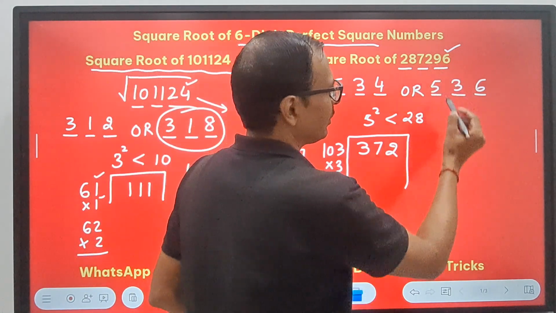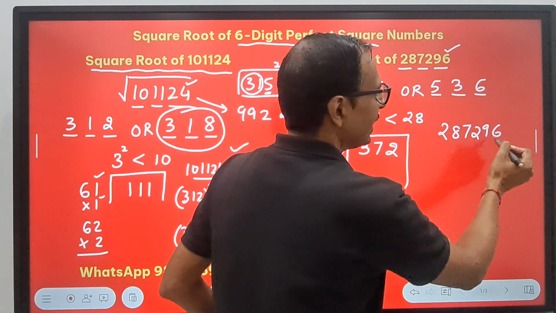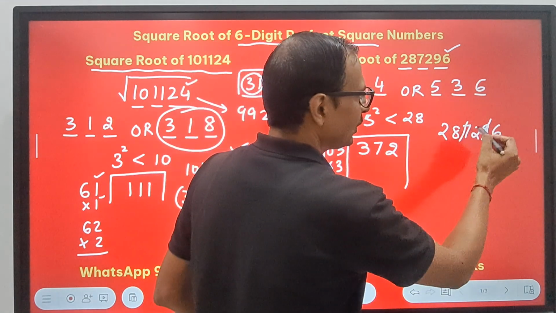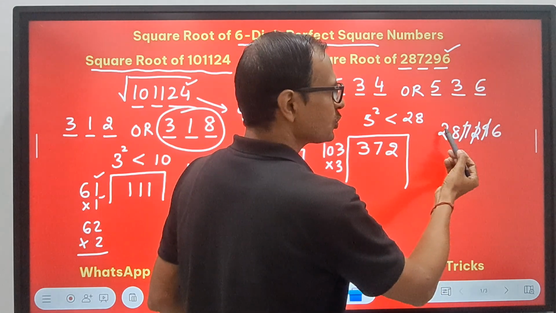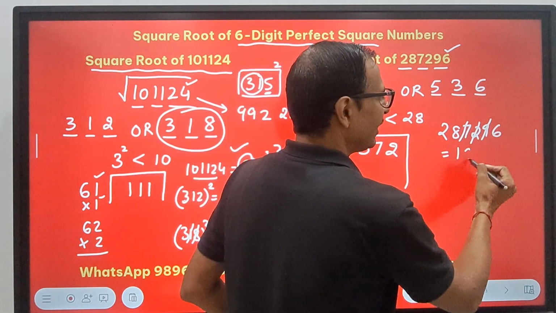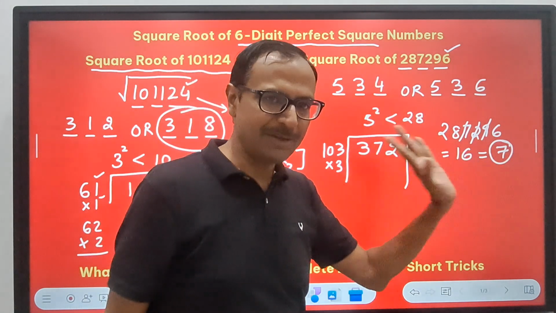Let's do the digit sum of 2, 8, 7, 2, 9, 6. I can cancel the 9s. I told you 9s means 0. So 7 and 2, 9. And then 6 plus 8, 14 plus 2, 16. Right? So 16 means 1 plus 6, 7. So the digit sum of this number is 7.